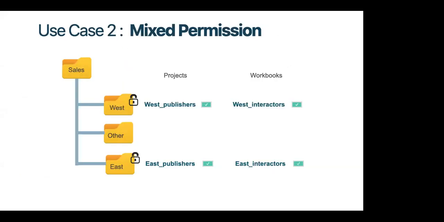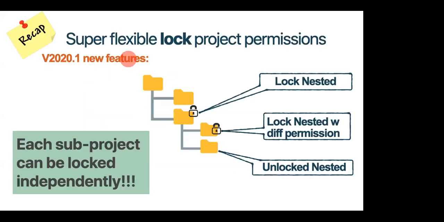Another example, you want to have West people, West folder, the workbooks only gave to the West group. East only give to East group access control. You can lock those two subfolders with different permission setting. Use case number two, number one, those are real life use cases I grabbed from a community. As recap, is a super flexible locking permissions available right now.